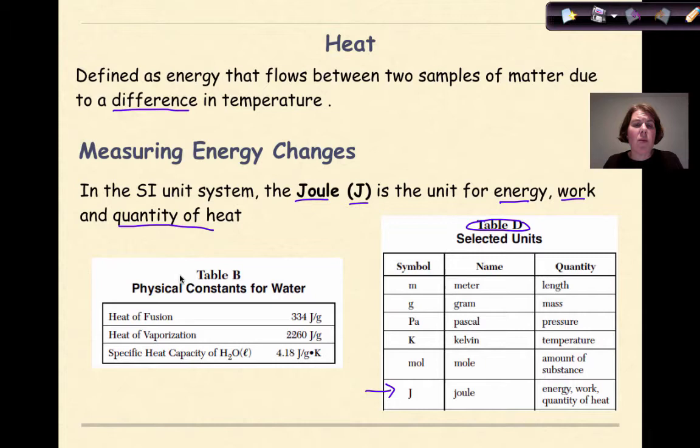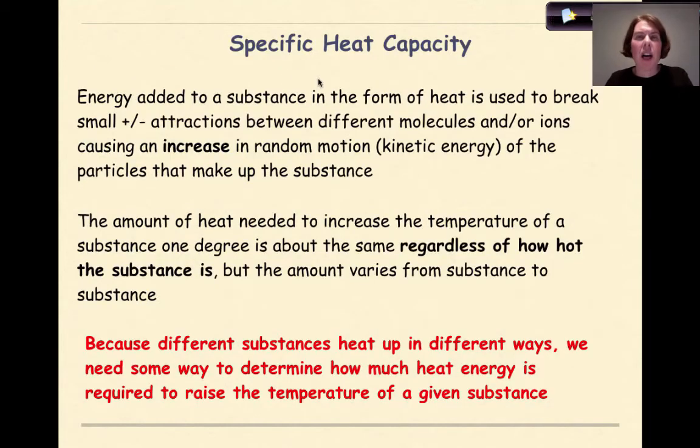Another table that I just want to point out that we're going to be using later in this tutorial is Table B, where we will be identifying the specific heat capacity of water as a liquid as 4.18 joules per gram Kelvin, or degrees Celsius. Pretty interchangeable. I just wanted you to be aware that those two tables exist and they're there to help you. Now let's talk about specific heat capacity.